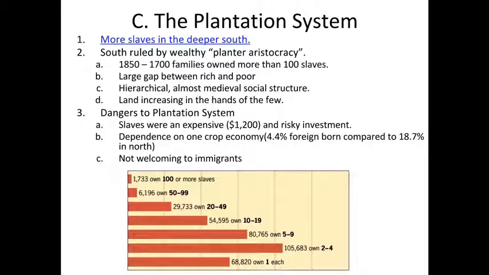All right, so the plantation system. So clearly, looking at the map of 1860, you can see that there are more slaves in the Deep South. The South was ruled by wealthy planter aristocracy, so there was no kind of middle class. You had a planter aristocracy that had a lot of money, and then you had the poor farmers who maybe had one or two slaves. And those planter aristocracies usually had, some would say, 200 plus slaves on their plantation. So it was like kind of a mini corporation within their own plantation.